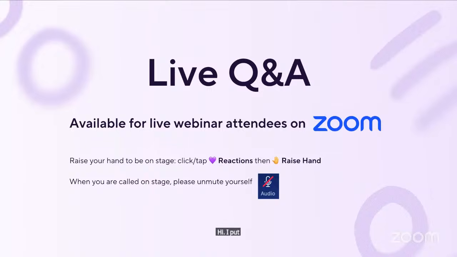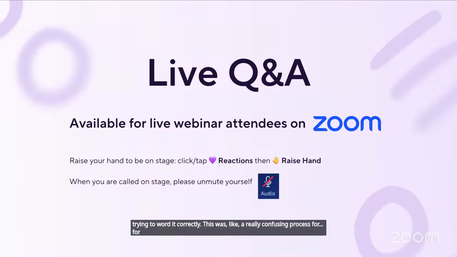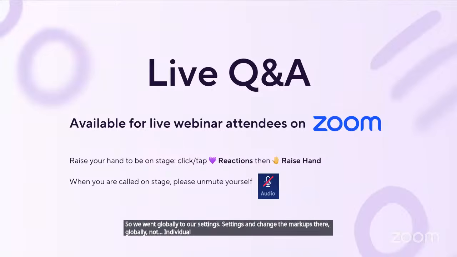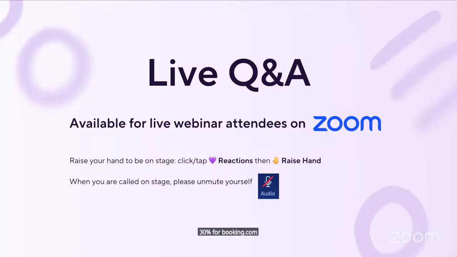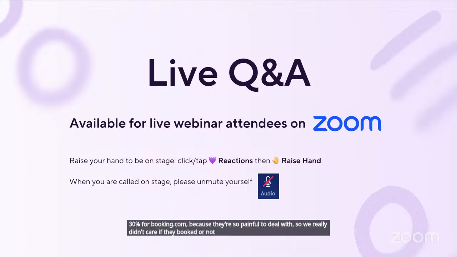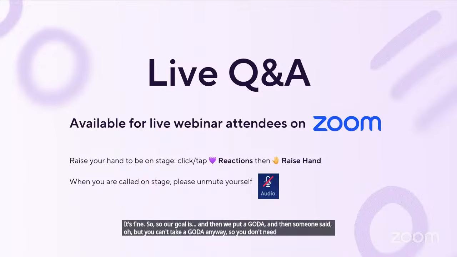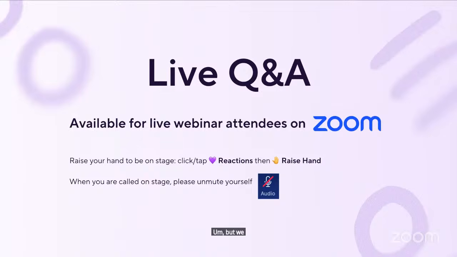I put my question a few times trying to word it correctly. This was like a really confusing process for us, just understanding. So we went globally to our settings and changed the markups there globally, not individual property, a few months ago. And we put in like 30% for Booking.com because they're so painful to deal with. So we really didn't care if they booked or not. And if they paid 30% more, it's fine. So our goal is, and then we put a GOTA, and then someone said, oh, but you can't take a GOTA anyway. So you don't need anything in that box because we're in Florida. But we changed VRBO and we changed Airbnb percentages. So that's what we currently have right now on our global page.